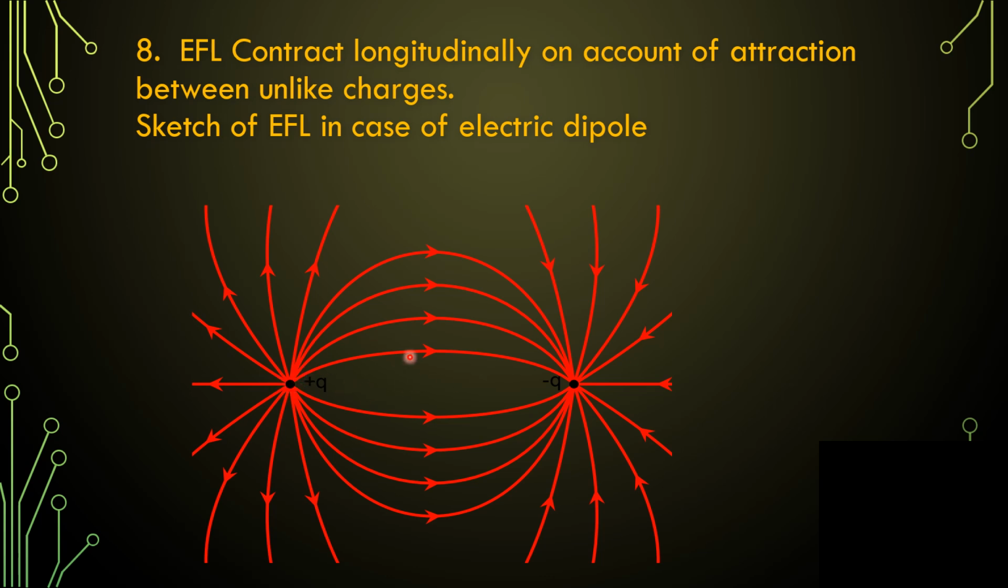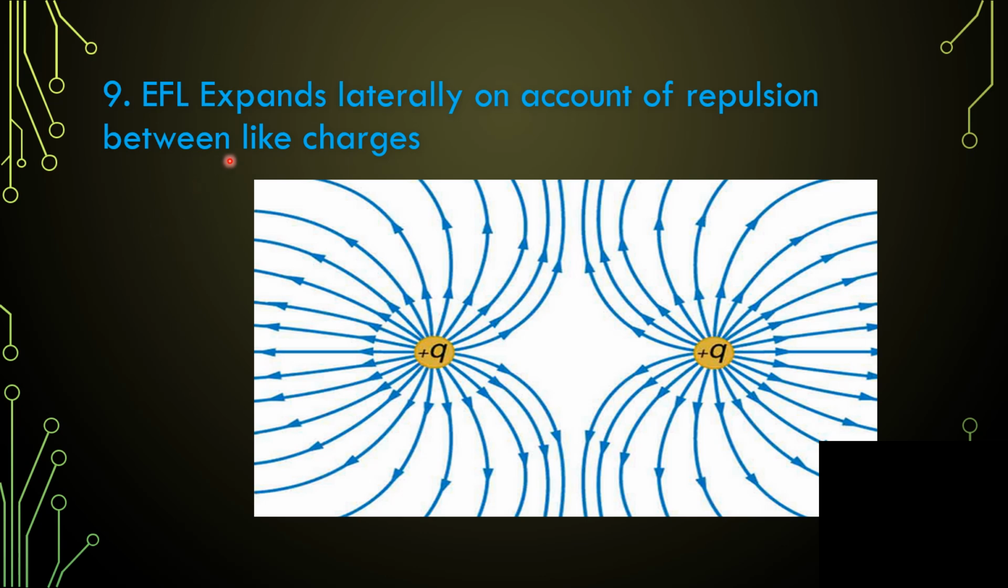So here, suppose there is a positive charge here, then what happens? Let us observe that next. Here, electric field lines expand laterally because of repulsion between like charges. See here you are observing that field lines are spread out, right? It is expanding laterally. Laterally means sideways. You are observing that here it is expanding sideways. We consider two like charges and both are equal. These two charges are similar, like charges.